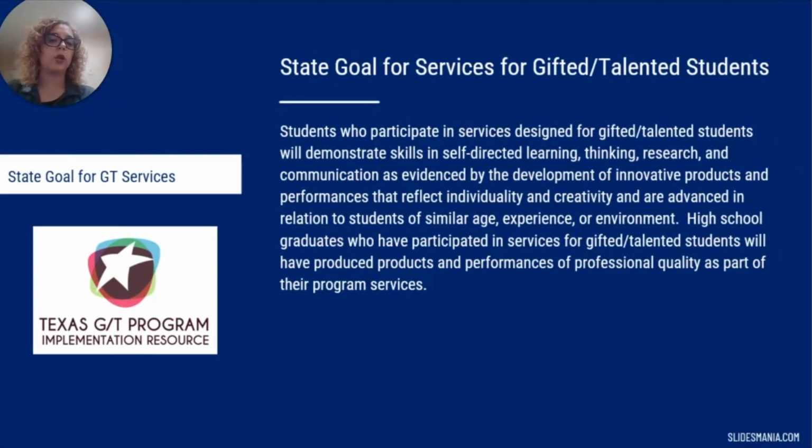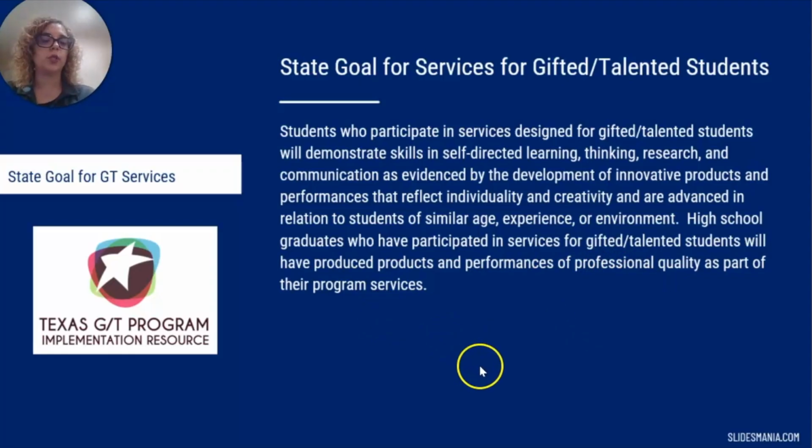We continue with our state goals for GT services, and the state goal says that the students who participate in services designed for gifted and talented students will demonstrate skills in self-directed learning, thinking, research, and communication as evidenced by the development of innovative products and performance that reflect individuality and creativity and are advanced in relation to students of similar age, experience, or environment. High school graduates who have participated in services for gifted and talented students will have produced products and performances of professional quality as part of their program services.